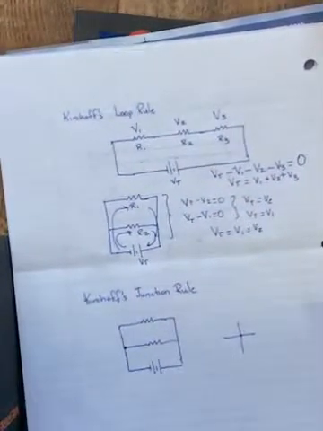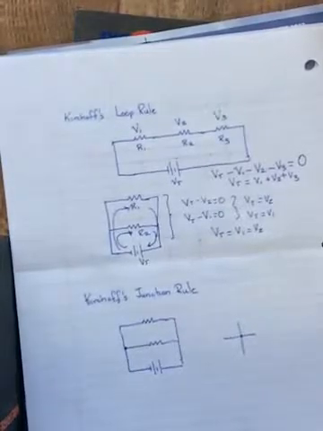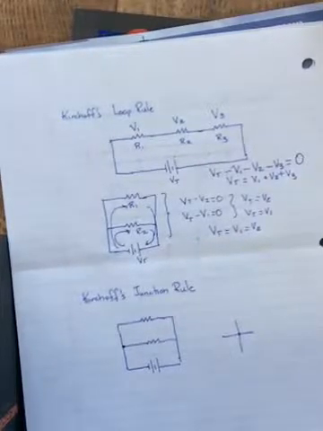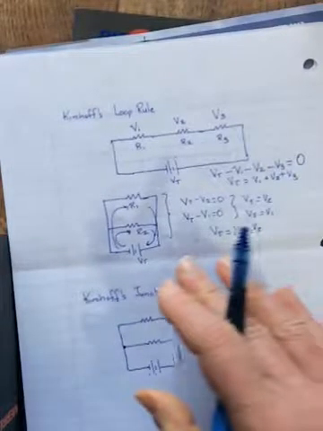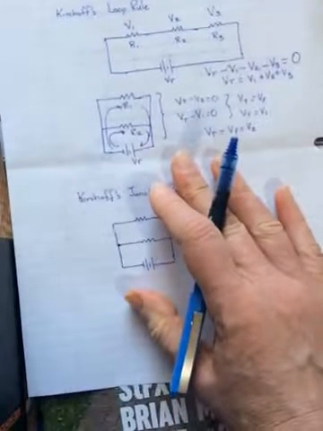I've written it there in the bottom of your sheet. It says the voltage around a closed loop must equal 0. One adds in the voltages of the power supply and subtracts the voltages of the resistor. So that's his loop rule.